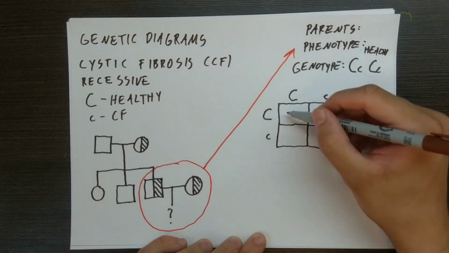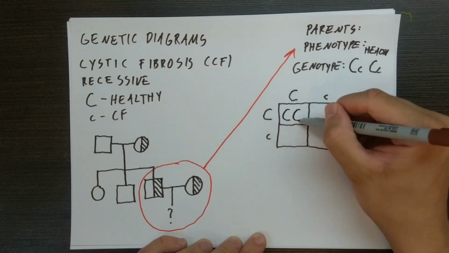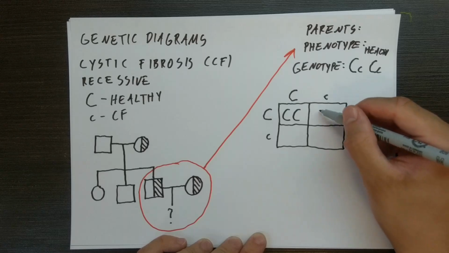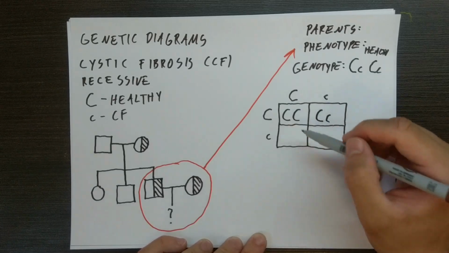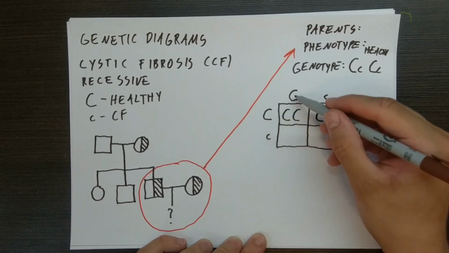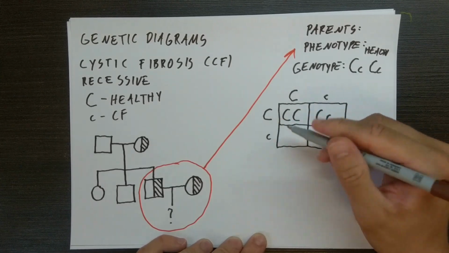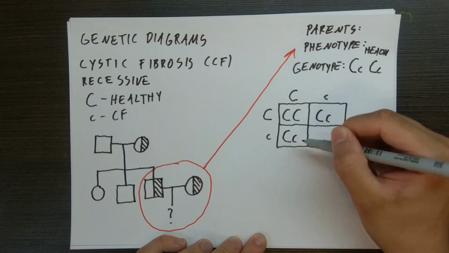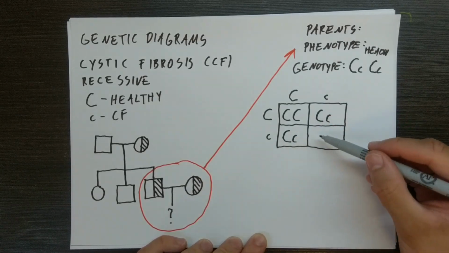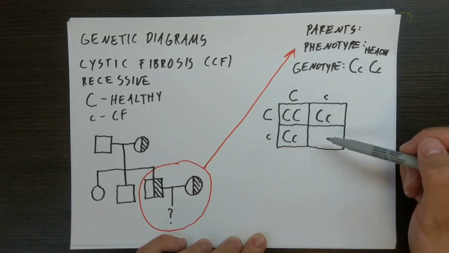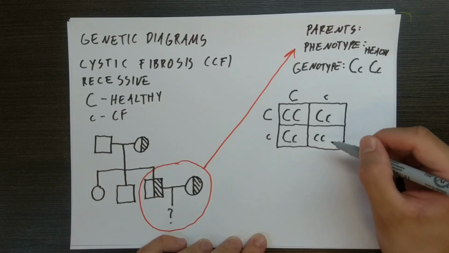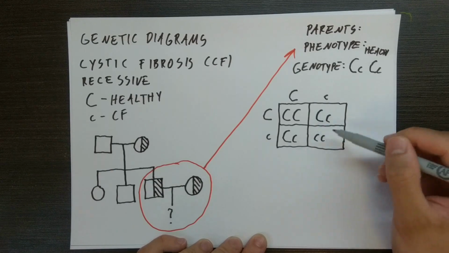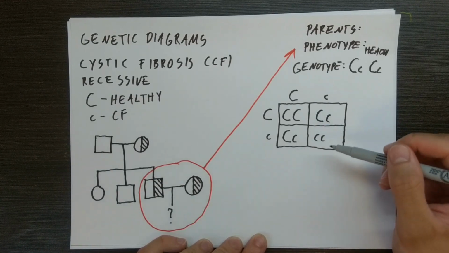So here we have two capital C's, so we have CC. Here we have one capital C, one lowercase c, so heterozygous. This is homozygous dominant. Here we have another capital C and lowercase c, so that's another heterozygous. And here we have, unfortunately, two lowercase c's, so that's homozygous recessive, and these would have cystic fibrosis.